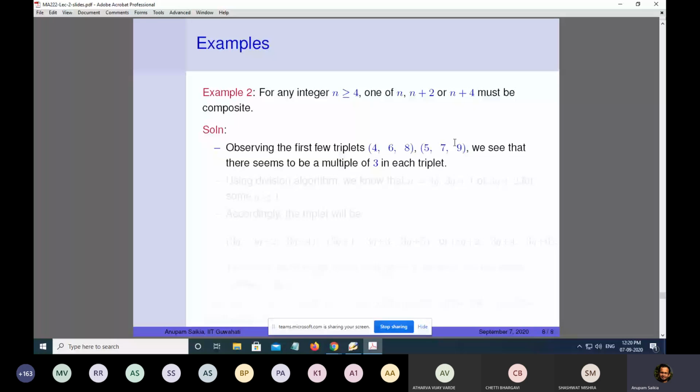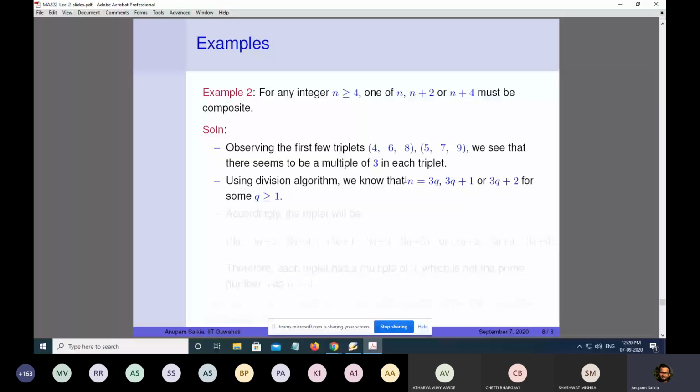So it's clear from these triples, what is the common composite number here? These are both multiples of 3. So actually we should apply divisibility by 3. Let's see what the remainders are. So clearly, if we divide n by 3, remainders could be 0, 1 or 2.